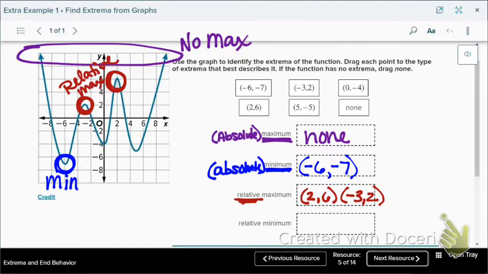Do we have any relative minimums? How many relative minimums do we have? Be careful. 3. There's one right here. There's one right here. But there's also another one where? The minimum is also a relative minimum.